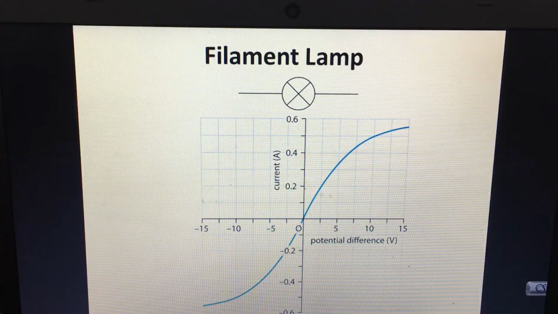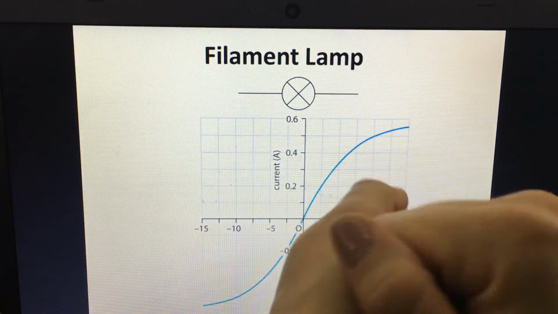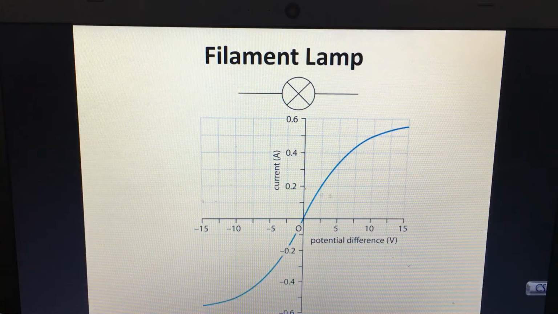Well, this is because a filament lamp is made of a metal. Now, as you increase current, you're giving it more energy, so the metal ions inside of it will start to vibrate more, okay? As they start to vibrate more, it's going to be a lot harder for the electrons, which is the flow of current, to actually get through. So the resistance is increasing because resistance makes it easy or hard for the current to flow.